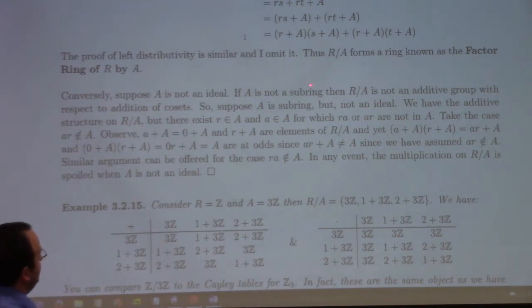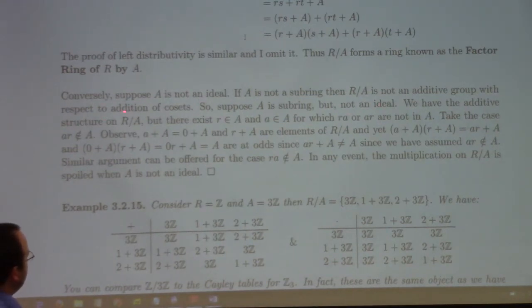First of all, if A is not a subring, then that means that R mod A is not an additive group because of the group theory we've already done. The only way we can form a factor group with respect to the abelian group structure here is to have a subgroup, right? So that's the first thing. If it's not a subring, game over. So suppose it is a subring, but it's not an ideal.